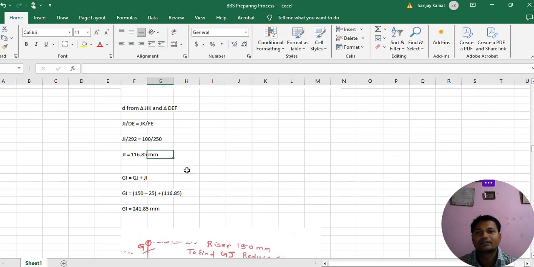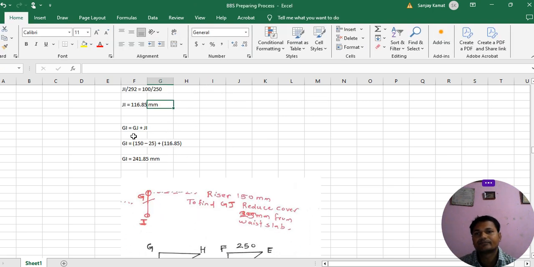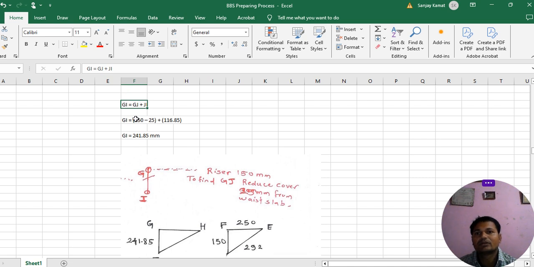Okay, so you can see here, you can get this from this figure. Once you get JI is equal to 116.85 mm, then what can you do? You can do GI is equal to GJ plus JI. Now substitute this JI value in this formula. Once you substitute it, what is possible? What can you do now?